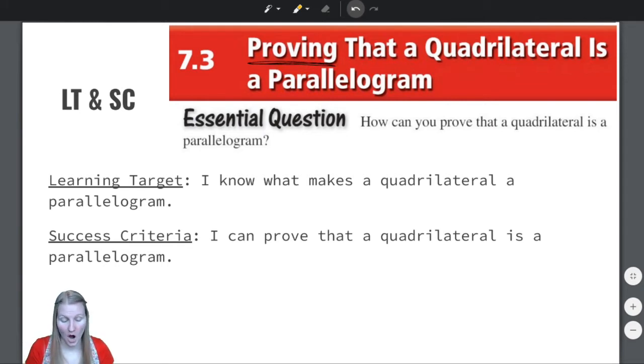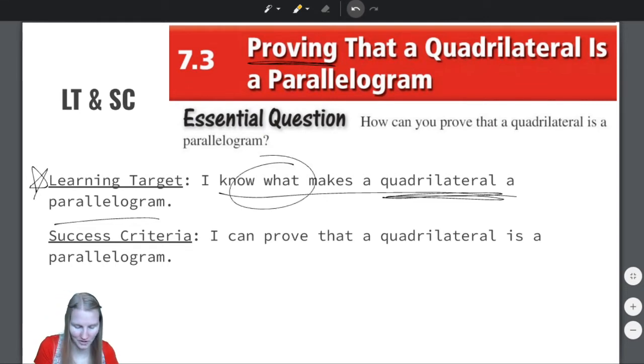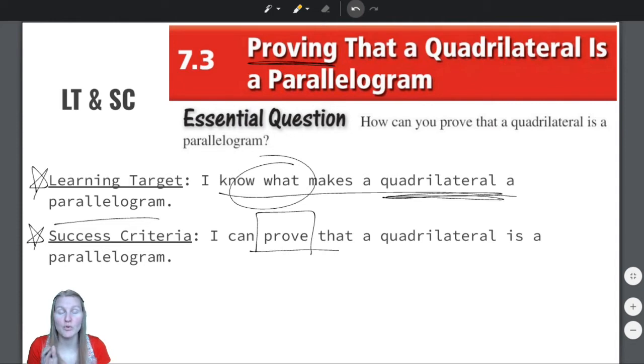So our learning target is that you know what makes a quadrilateral a parallelogram. So, I know that if I have a four-sided shape, it could be a parallelogram. If what? If what? And our success criteria is that you can prove that a quadrilateral is a parallelogram. We're not going to write rigorous proofs, but you will be able to prove, with a theorem or with something, that a quadrilateral is a parallelogram.